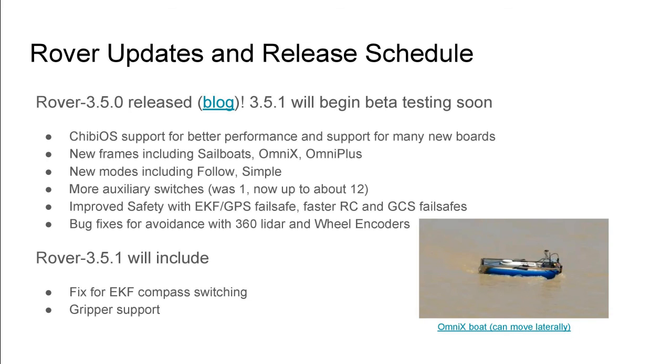More auxiliary switches are supported. Rover previously had almost just one auxiliary switch. Now it's like Copter and Plane. You can use up to channel 12 for auxiliary switches.